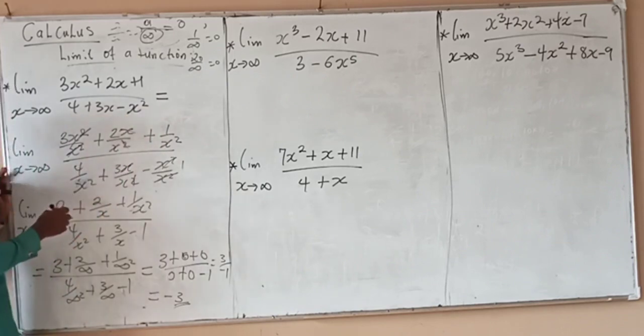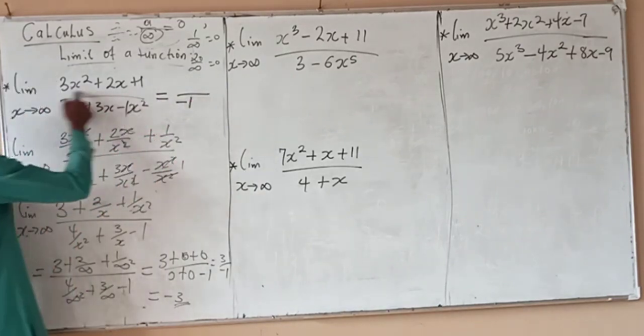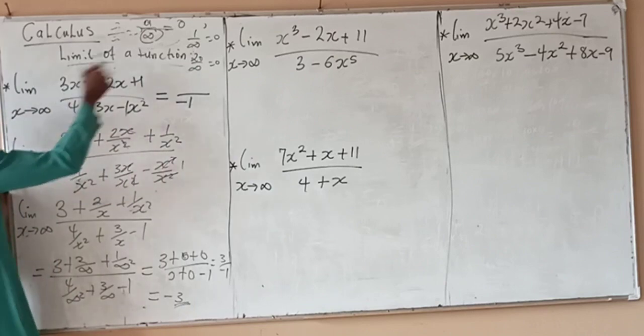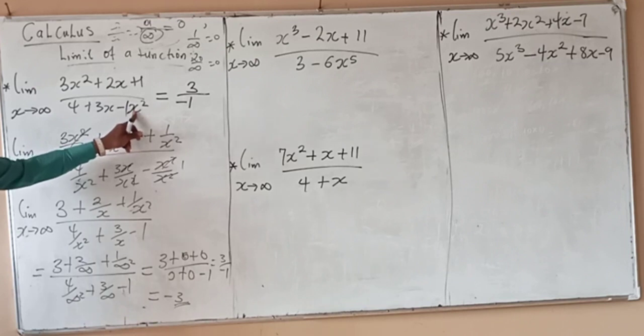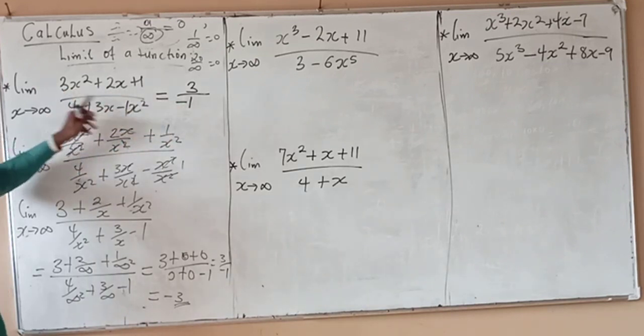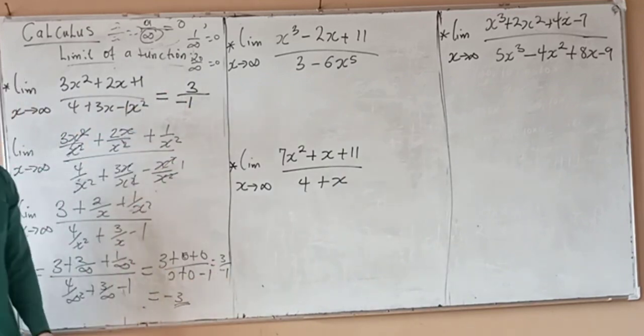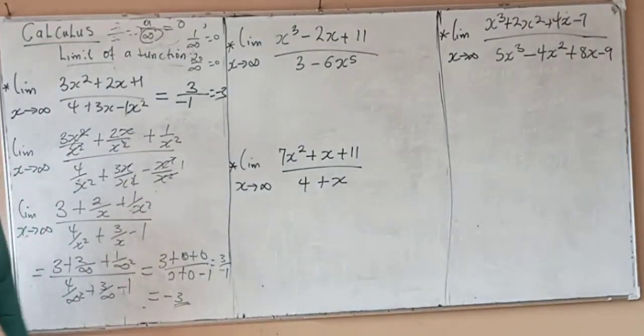Pick the coefficient of that highest power of x, which is minus 1. Go to the numerator and pick the coefficient of the same highest power of x, which is 3. The coefficient of this s squared is minus 1. So the answer is 3 over minus 1, which is minus 3. It's very, very important.